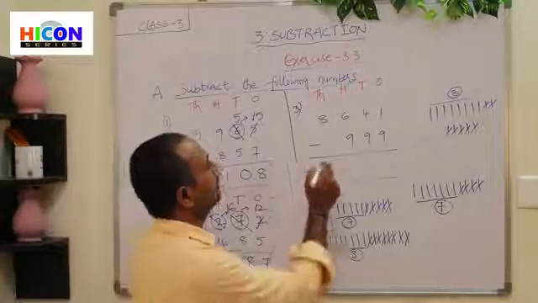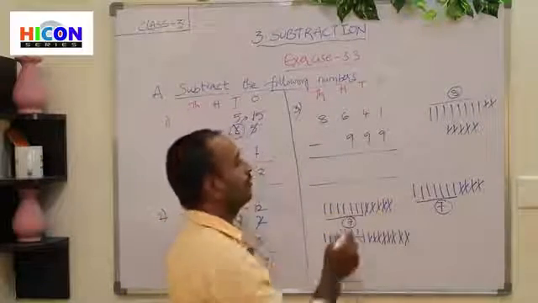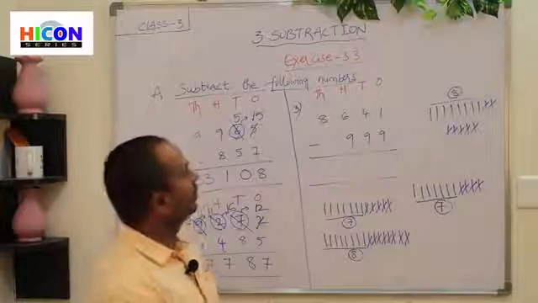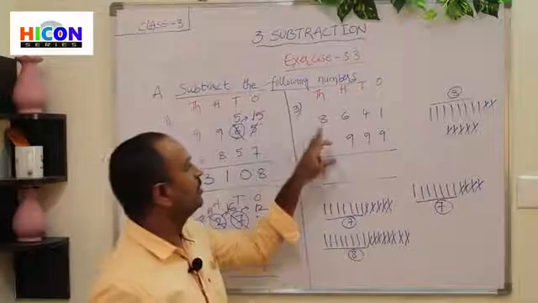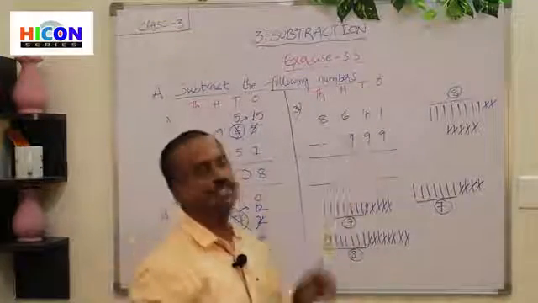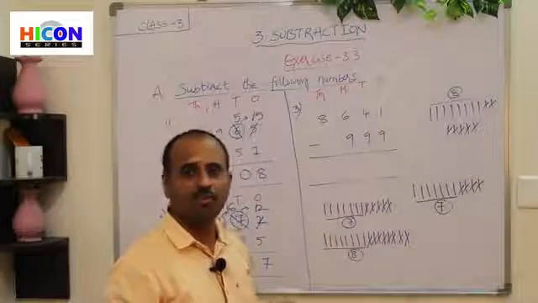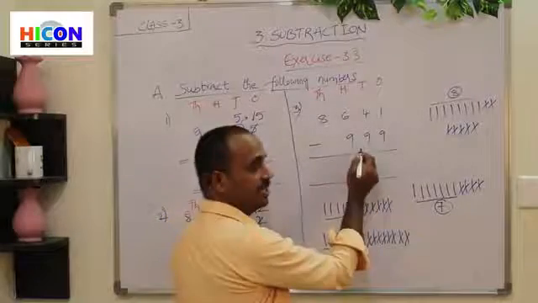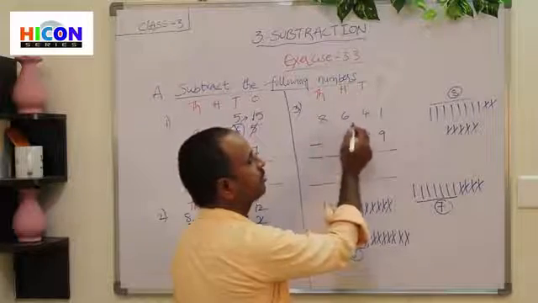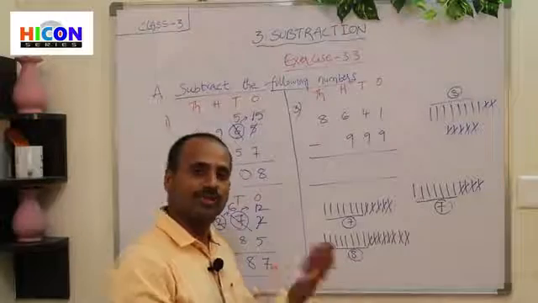Next children, see the third problem here. What is the third problem here? 8,641 is the first number. And what is the second number here? 999. So children, if you observe carefully this problem, the first number is a 4-digit number and the second number is a 3-digit number. Here 999 is the 3-digit number. So now we have to subtract this 3-digit number 999 from the 4-digit number 8641. So let us start subtraction from the ones place.